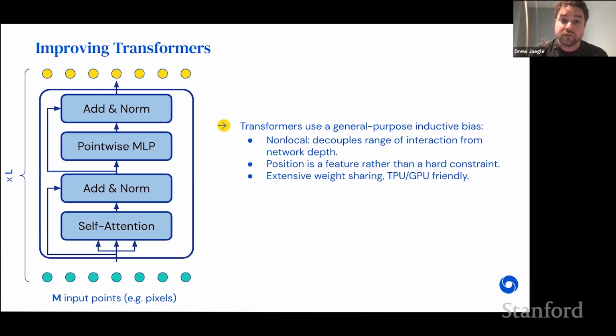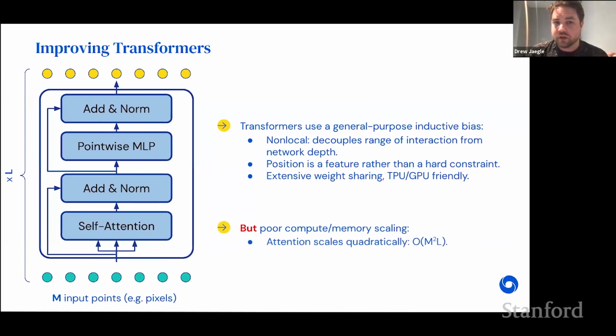And then, of course, finally there's extensive weight sharing in the way that they're designed, and because they focus on matmuls, they tend to be TPU and GPU friendly. So these are all very nice things about the way transformers work. Of course, on the other hand, they have very poor compute and memory scaling, and there are two components to this. So attention itself scales quadratically. So there's this big O of M squared L complexity at the heart of transformers, and I like writing it this way because it really emphasizes that this is a property that as you make your models bigger, either at the input size or as you make them deeper, this problem is just going to get worse.